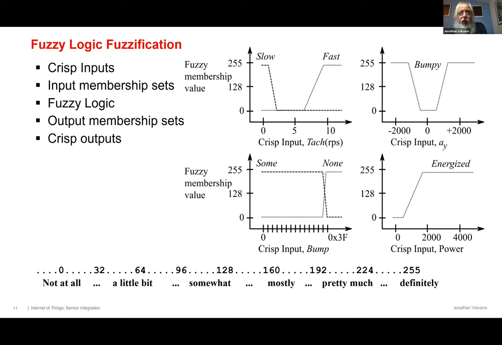And the idea here is there are, like I said, four different sensors all fused together to run this machine. And they all have different units. But once you convert it to slow, fast, bumpy, some, none, and energized, those six membership sets all have the same units now. They all have 0 to 255. And so now we can combine them.